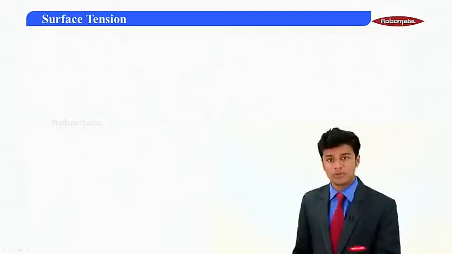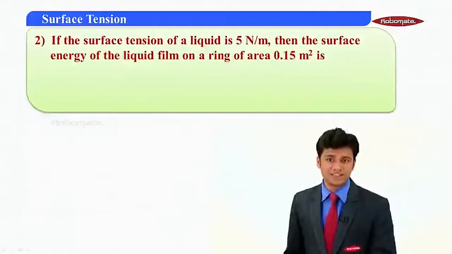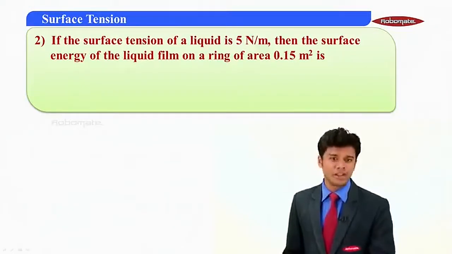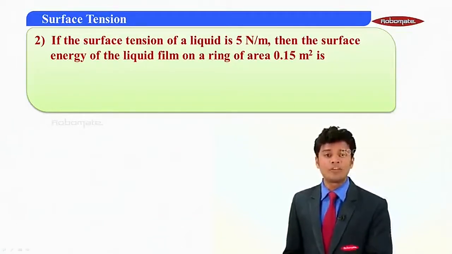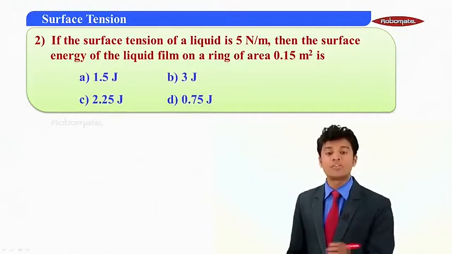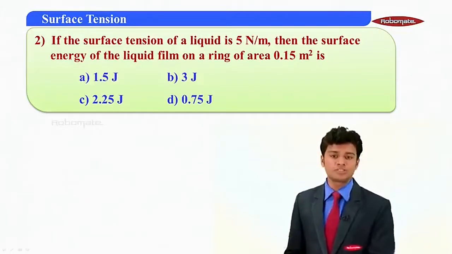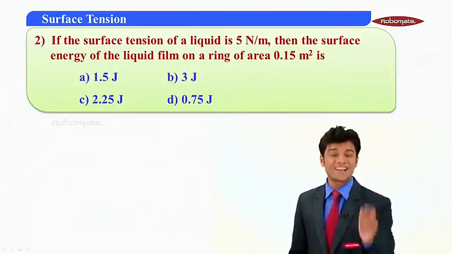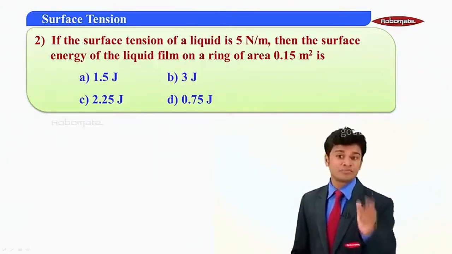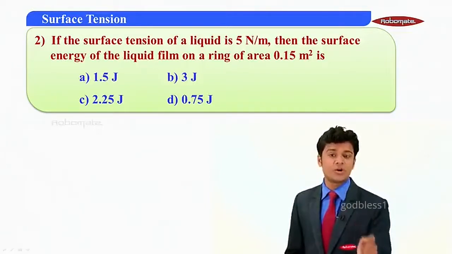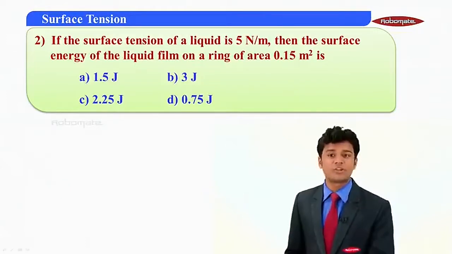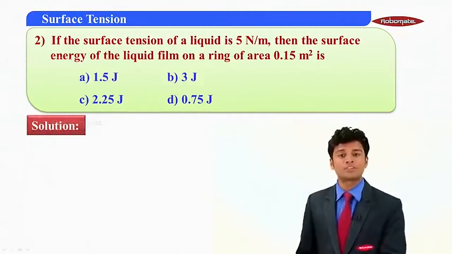Now, let us move to the second question, and that is if the surface tension of a liquid is 5 newtons per meter, then the surface energy of the liquid film on a ring of area 0.15 meter square is, and the four options are 1.5 joules, 3 joules, 2.25 joules, and 0.75 joules. Let us again read the question. They are saying if the surface tension of a liquid is 5 newtons per meter, then the surface energy of the liquid film on a ring of area 0.15 meter square is.